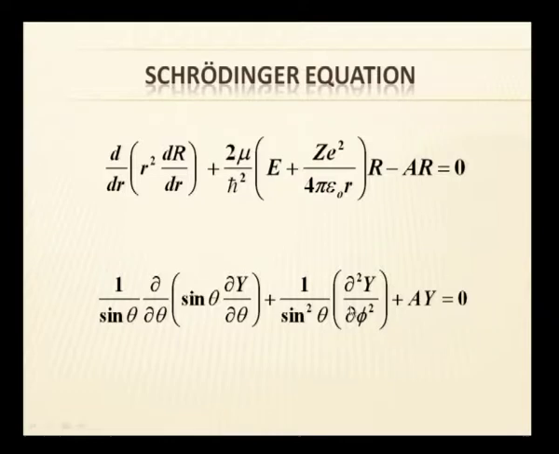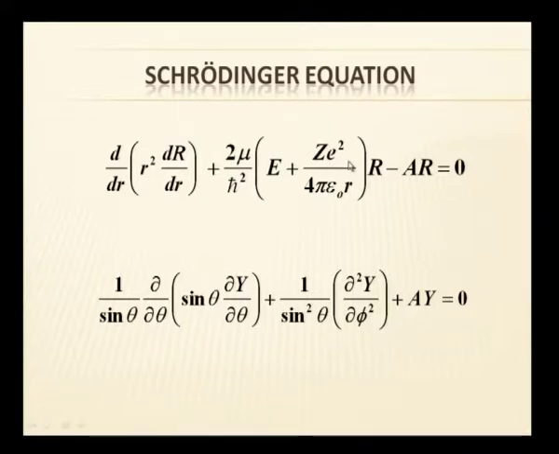Hence, I can write the radial part is equal to 0. So, d/dr of r square into dR/dr plus 2 mu by h bar square into E plus z e square by 4 pi epsilon naught into r minus A R is equal to 0. The essence of the thing is this contains only r. So, this is the radial part of the Schrodinger equation.